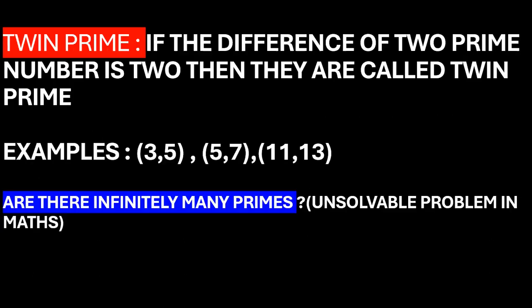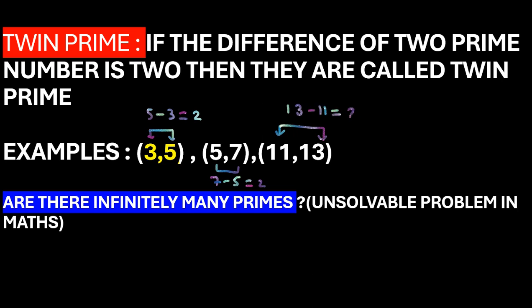Now next is twin prime. If the difference of 2 prime numbers is 2, then they are called twin primes. If you take 3 and 5, you notice that the difference of these two, 5 minus 3, is 2. If you take 5 and 7, then 7 minus 5 is 2. If you take 11 and 13, then 13 minus 11 is again 2.